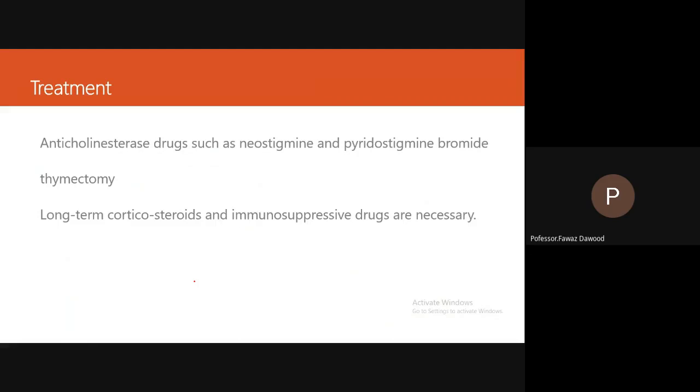The anticholinesterase drugs such as neostigmine and pyridostigmine bromide, and also thymectomy and long-term corticosteroid and immunosuppressives are necessary. The anticholinesterase drug neostigmine is very important, and many patients come to our dental clinic taking neostigmine. Sometimes they need a thymectomy also, which is considered a surgical procedure, and the patient may take immunosuppressives also.